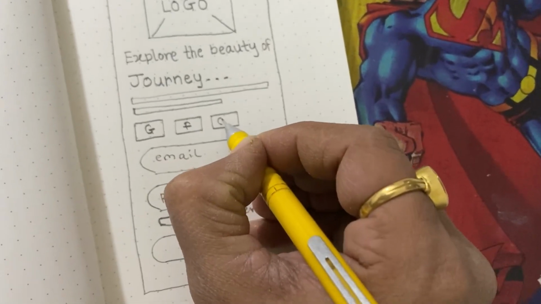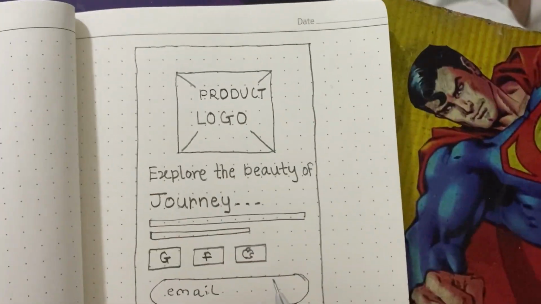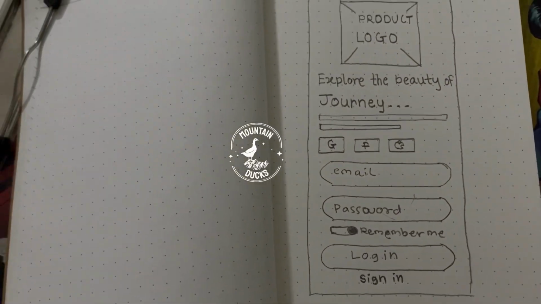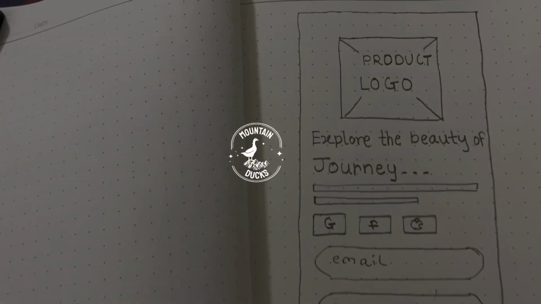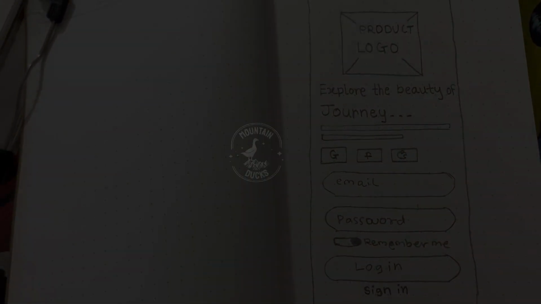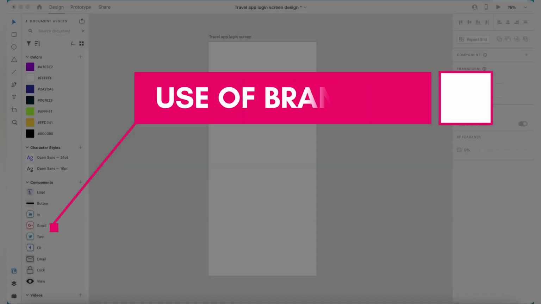So it gives me quick and efficient ideas. I always prefer this method and always try to suggest this method to each and every UI designer. Rule number 1: use of branding.